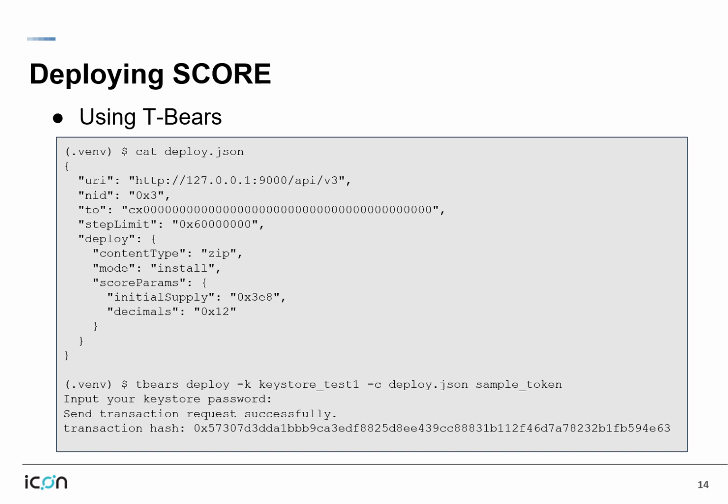You should know that for the first deploy, namely SCORE installation, the destination address should be the special SCORE address, cx0. With this deploy JSON file and your keystore file, you can deploy your SCORE like this command line. After successful installation, a new address will be assigned to the deployed SCORE, and this address can be found in the TX result data. The transaction result can be queried by this TX hash.